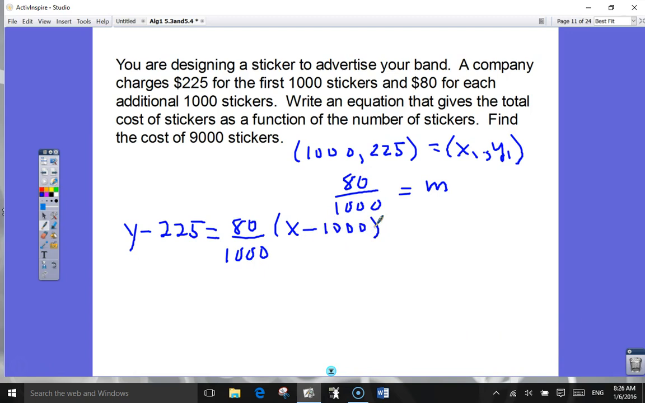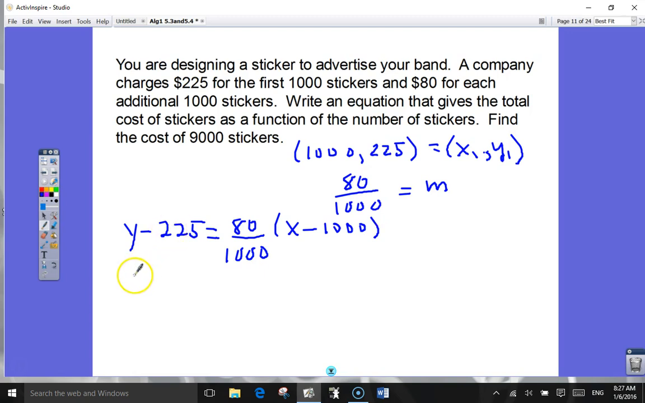Now find the cost of 9,000 stickers. What do we expect to do with the 9,000? Plug it in for x. The x is the number of stickers, so plug in 9,000. In the end, what are you going to solve for? y. So it might be a good idea to solve this for y before you plug in, because it is not solved for y, and you would still have to do a little math after plugging it in. So how about if I do that?